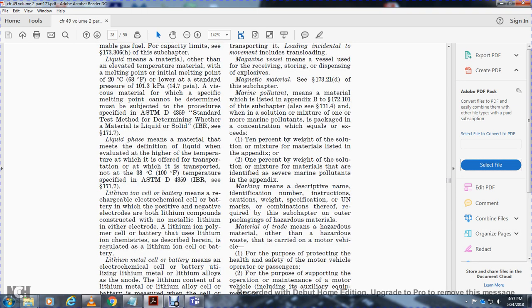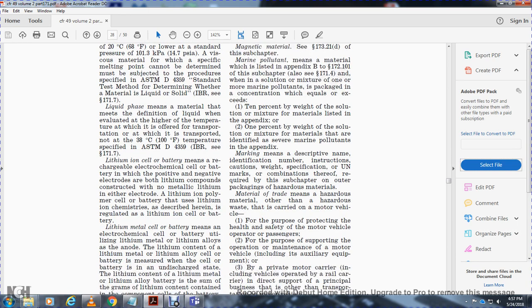Lithium ion cell or battery means a rechargeable electrochemical cell or battery in which the positive and negative electrodes are both lithium compounds, with no metallic lithium in either electrode. Lithium ion polymer cells and batteries, and any lithium chemistry described herein, are regulated as lithium ion cells or batteries.